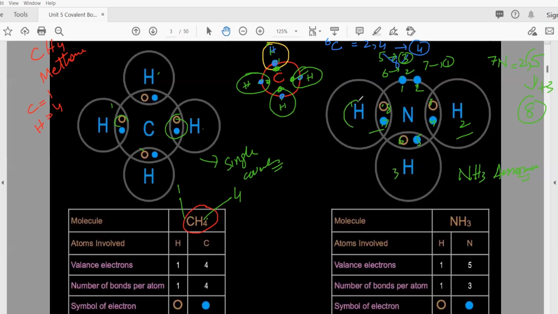Like this, because hydrogen is sharing one electron with nitrogen, this is also known as single covalent bond. So this is another example. In the exam, they will tell you to draw the structures like this. So you should know about this one.